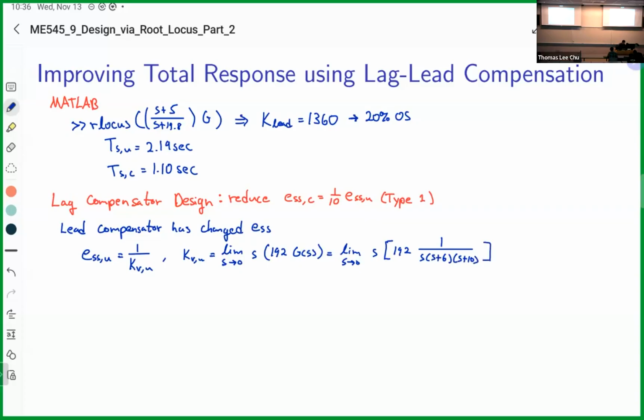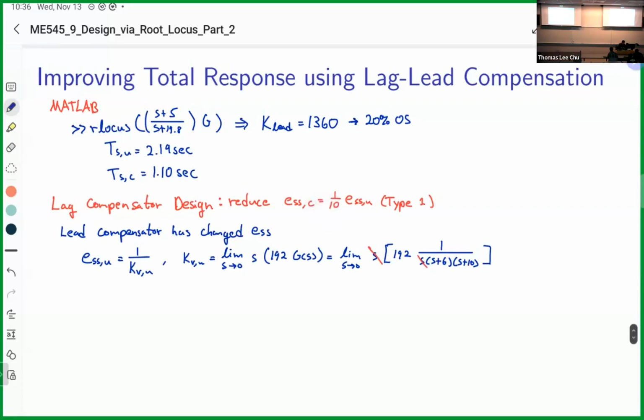The 192, I believe, did I provide that earlier? Let's see. Yeah, from earlier, I did find K is equal to 192 from our root locus of the uncompensated system. So that's where that 192 comes from. Then these two cancel out, and we get KVU is equal to 3.2.